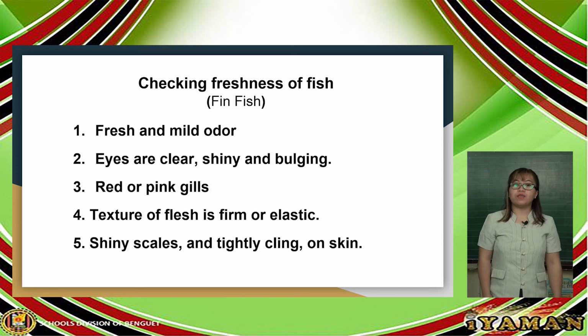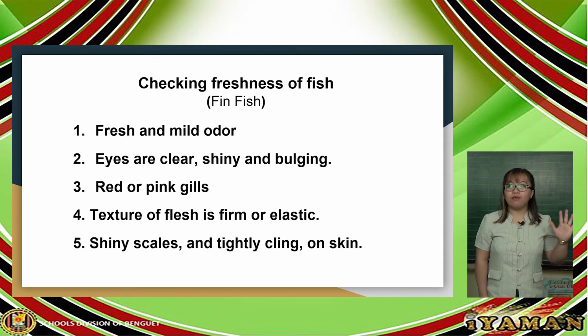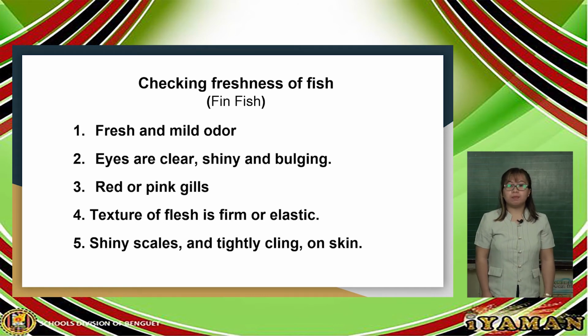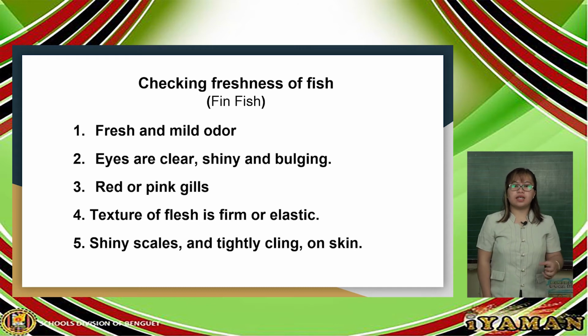So let's now check the freshness of the fish, particularly fin fish. We only have 5 here, but if you search the internet, there are a lot; it is only summarized to at least 5 steps. Number 1, it should have a fresh and mild odor. Next, the eyes are clear, shiny, and bulging. They should not be shrunken or have any reddish color. It should only be clear. Next we have red or pink gills. You'll be checking the gills inside. They should only be red or pink.